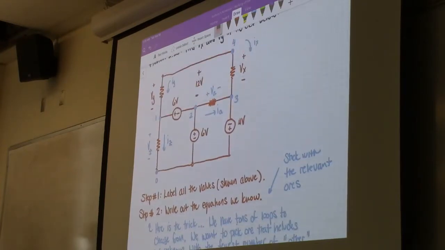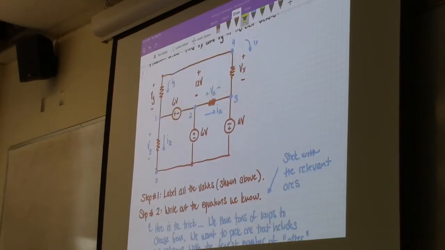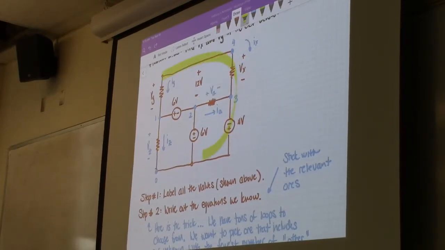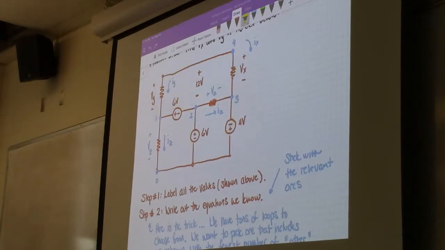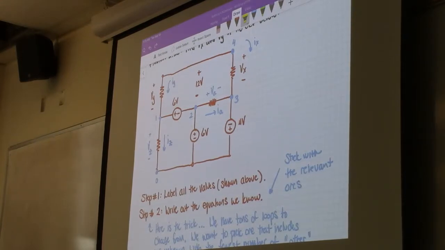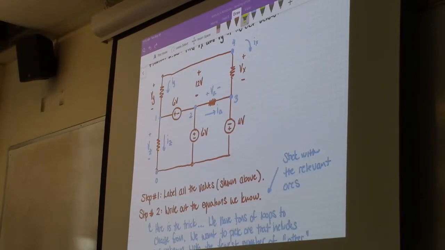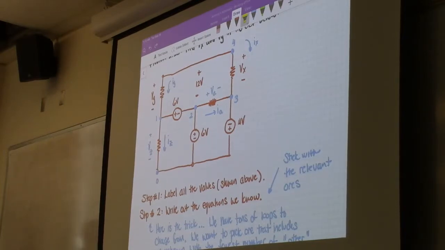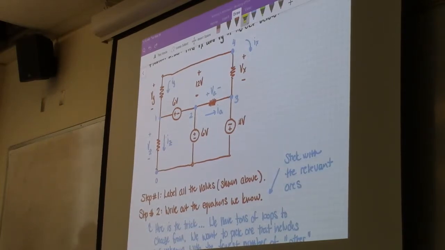So there's lots of loops that you can choose here, right? You could choose a loop that looked like this. You could choose a loop that looked like this. You could choose a loop that looked like this. I mean, et cetera, et cetera. But we have an unknown that we're trying to define, and we know that KVL goes by the loop, so we just want to find the loop that includes our unknown and has as few other unknowns as possible, right? Because that'll give us one unknown, one equation, and we solve.